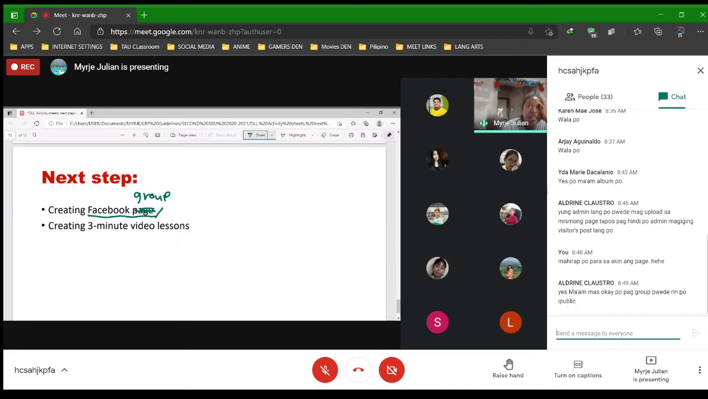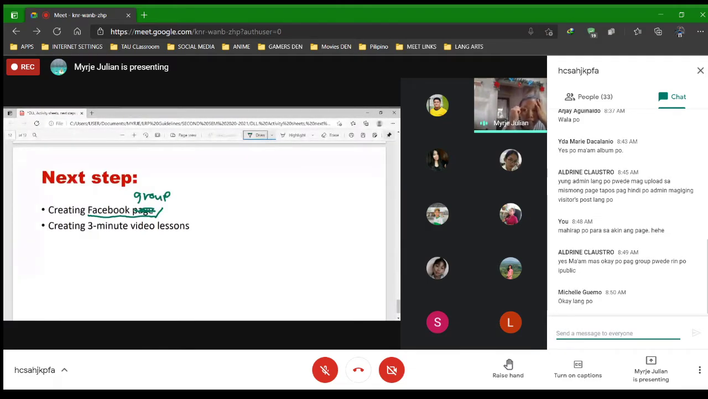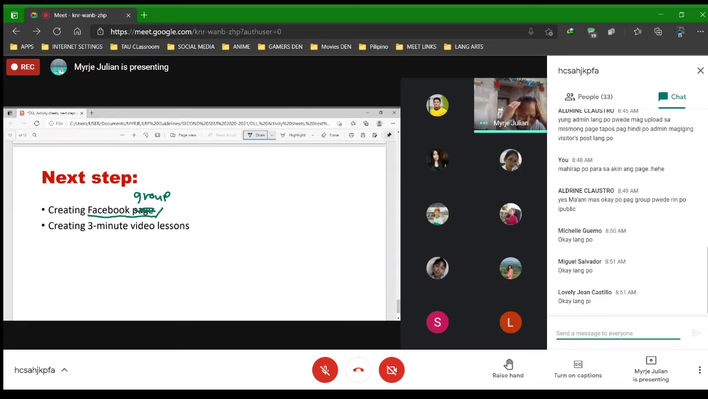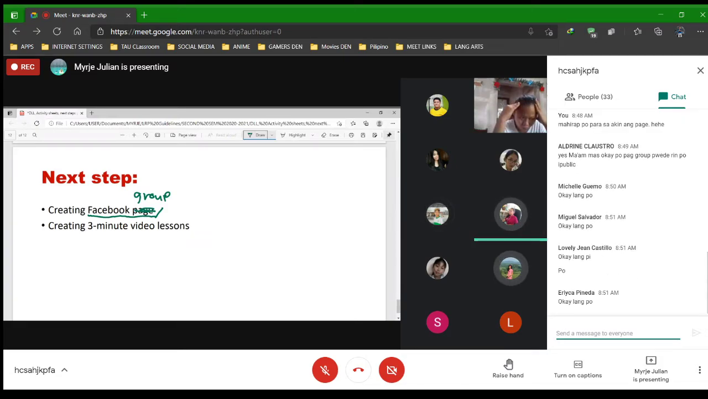Okay lang bang i-share natin yung mga revised DLL natin sa group so that makabasa, or let's say, kahit paano may matutunan naman yung iba ninyong kaklase based doon sa experiences ninyo or based doon sa revised DLL na ginawa ninyo? Okay lang ba i-share natin yun doon? Yes, ma'am. Okay, thank you for your responses.